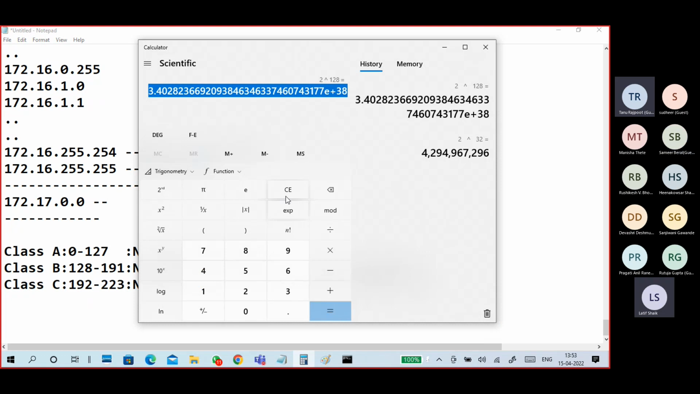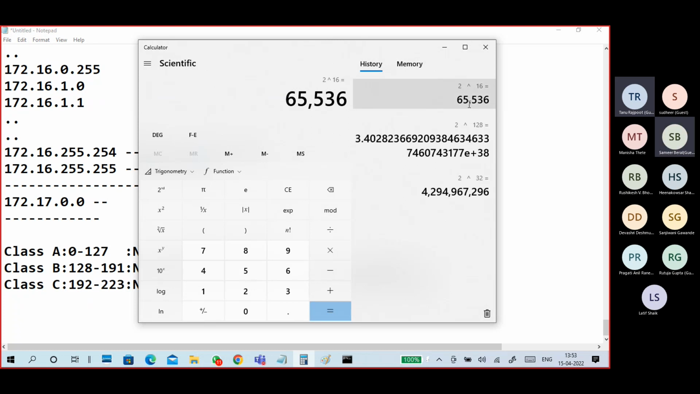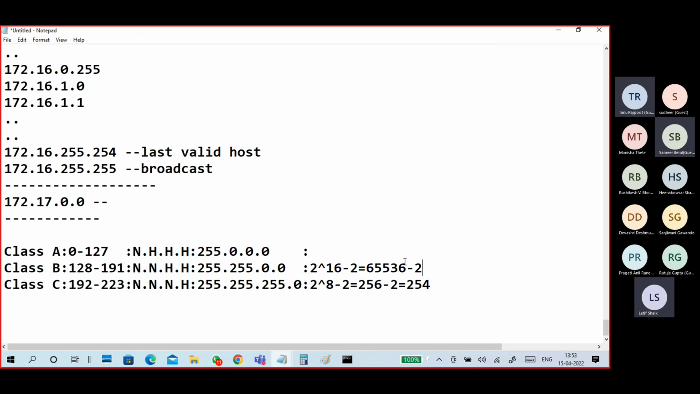So we use 2 to the power of 16, which is 65,536. 65,536 minus 2 means 65,534 computers we can connect. I'll ask one question after this one.